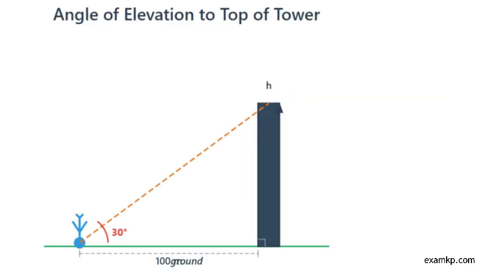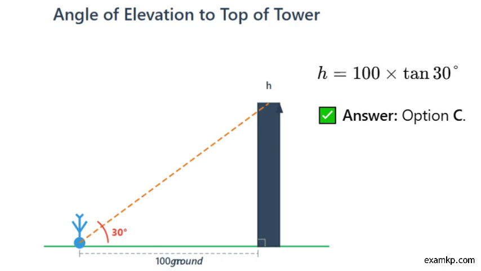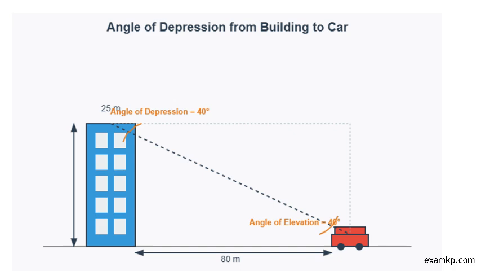JAMB question 2. From a point 100 meters away from the top of a tower, the angle of elevation is 30 degrees. h equals 100 times tan 30 degrees. The answer is option C. JAMB question 3. A building is 25 meters tall, and the angle of depression from the top to a car 80 meters away is 40 degrees. What's the angle of elevation from the car? That's 40 degrees, because alternate angles are equal.